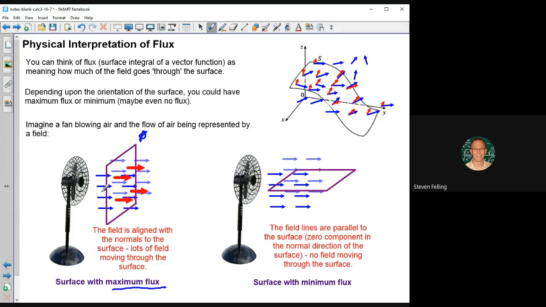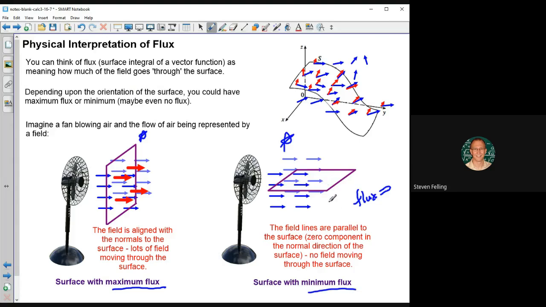But if I took that same field and I oriented it like this, where it was parallel to the direction of flow, then we would have actually a flux of 0, right? The flux here would be 0 because none of that is going through the surface, right? It's a measurement of the amount through the surface, okay? So this would have the minimum flux, which would be 0, okay?